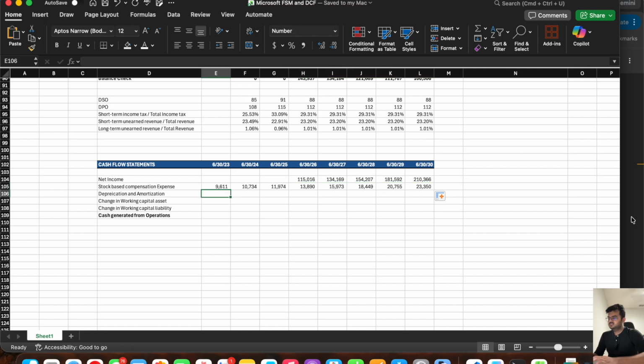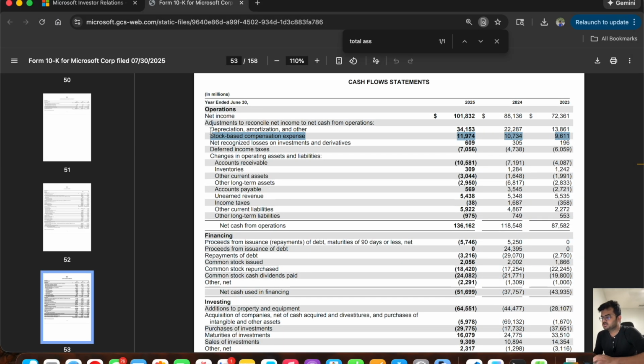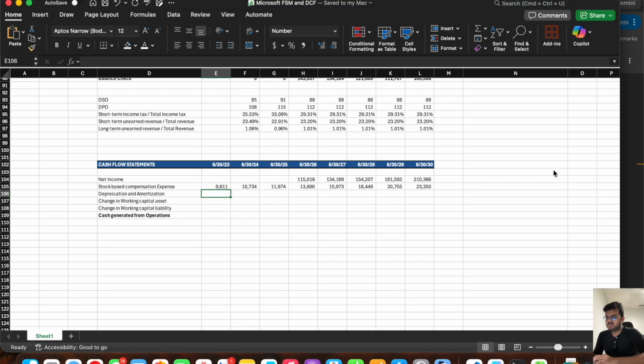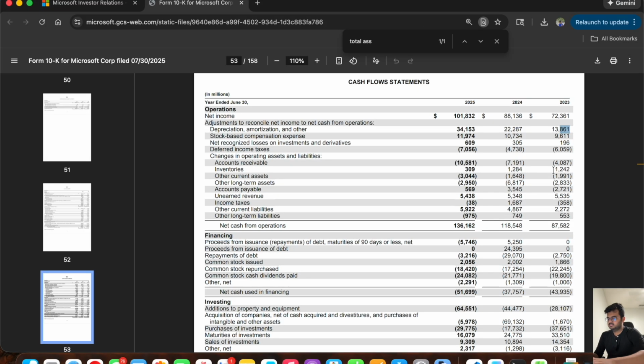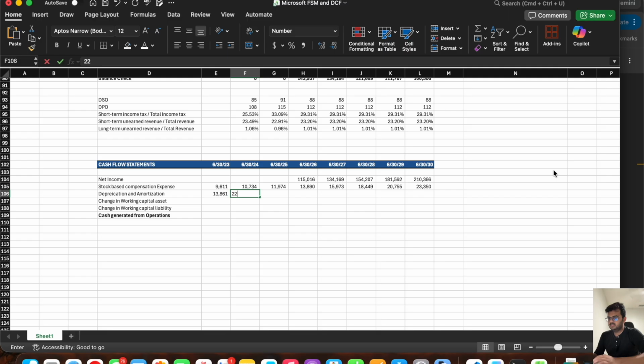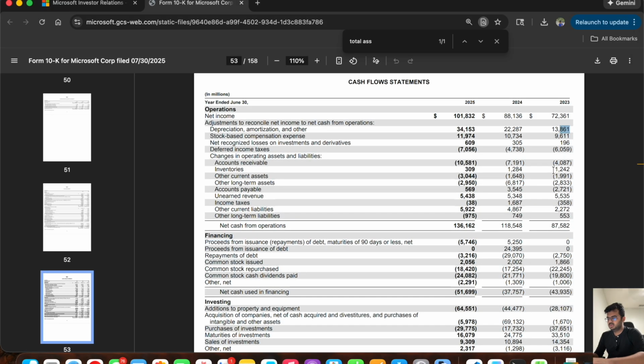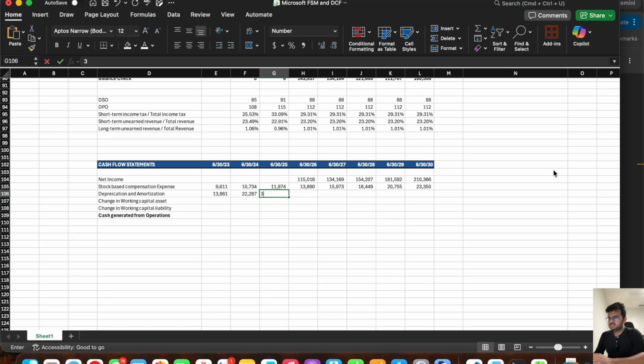Next one, depreciation and amortization. For this, let's go back to our 10K and input the historical numbers first. Depreciation and amortization in 2023 is 13,861. Next year 22,287. Next year 34,153.